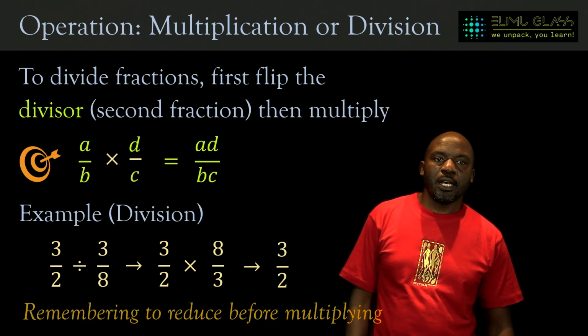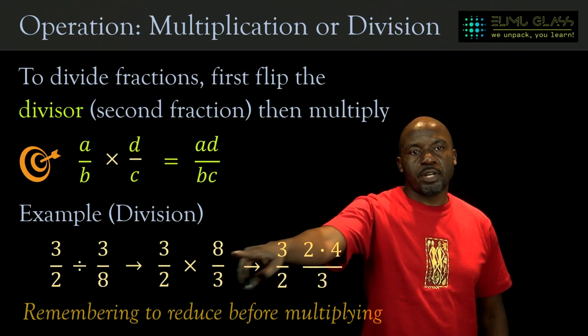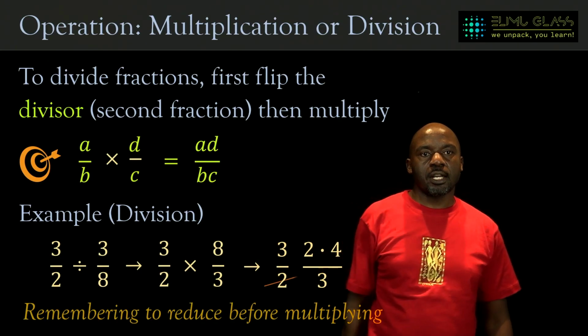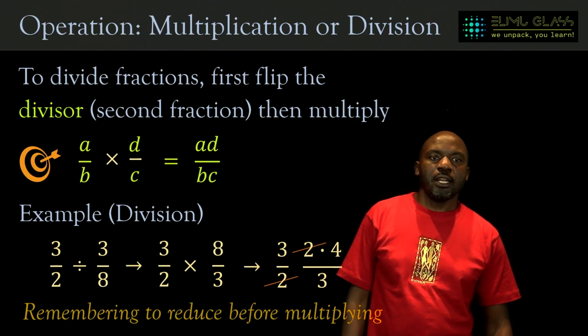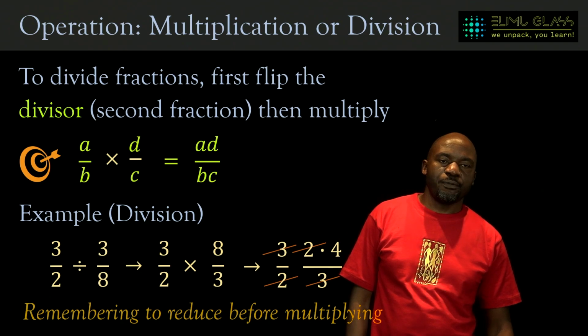And so 3 there goes with, you can see 8 can also be expressed as 2 times 4. And so 2 and 2 can cancel. And 3 and the other 3 can also cancel. And we are left with 4.